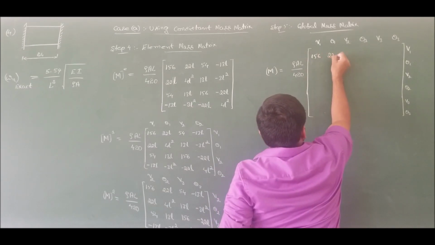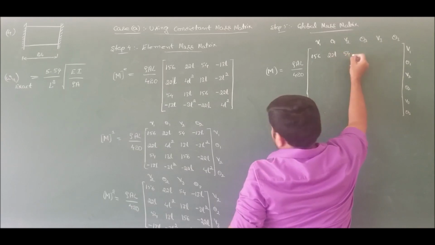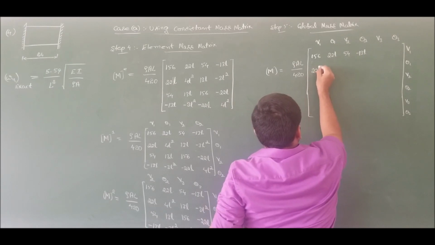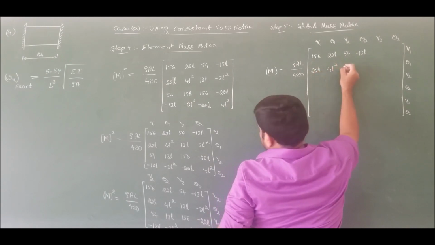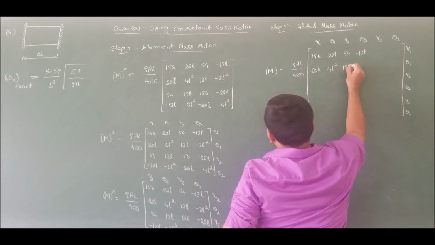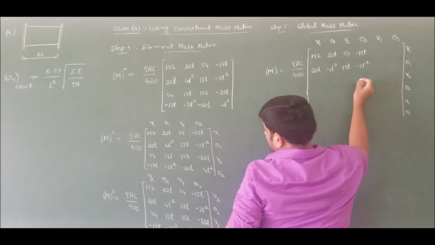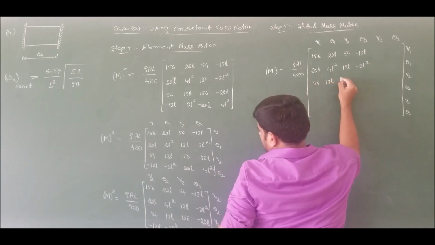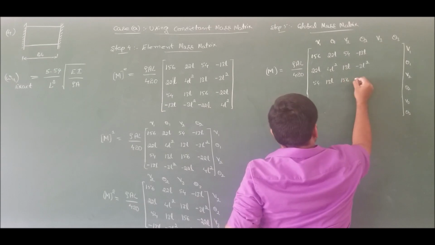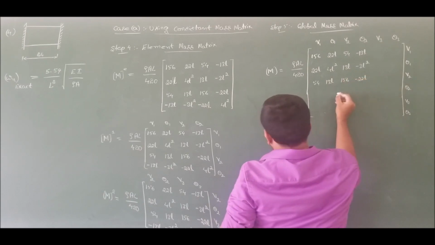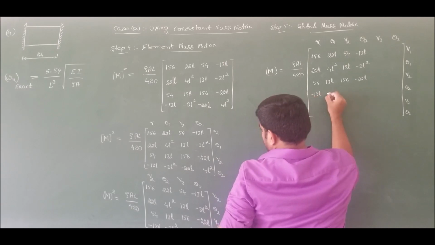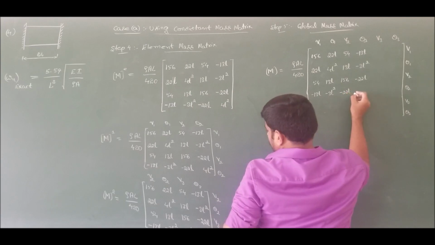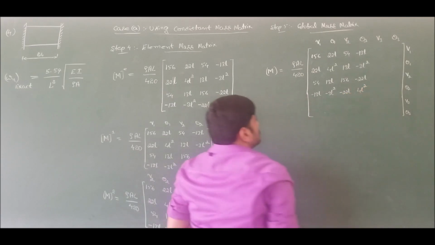156, 22L, 54, minus 13L, 22L, 4L square, 13L, minus 3L square, and 54, 13L, 156, minus 22L, minus 13L, minus 3L square, minus 22L and 4L square.